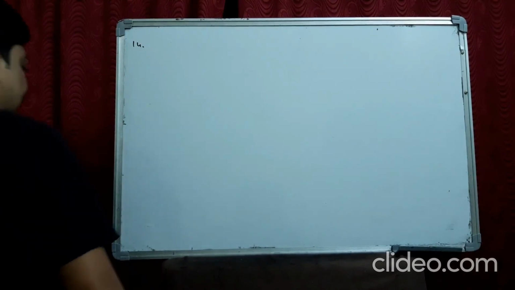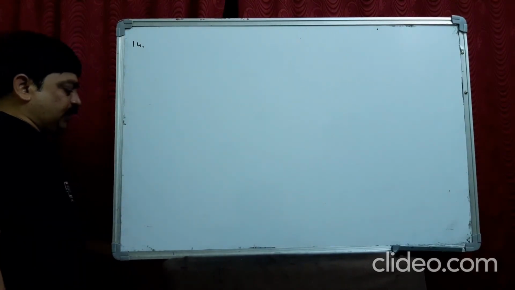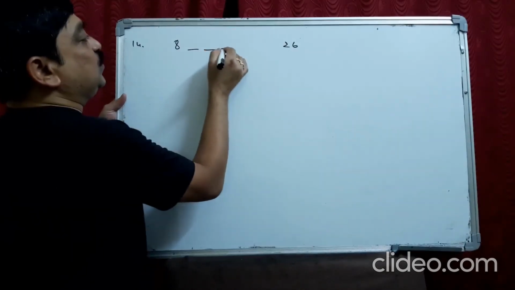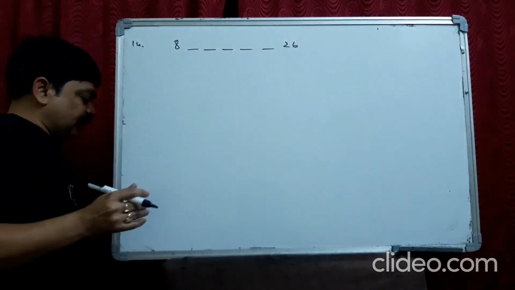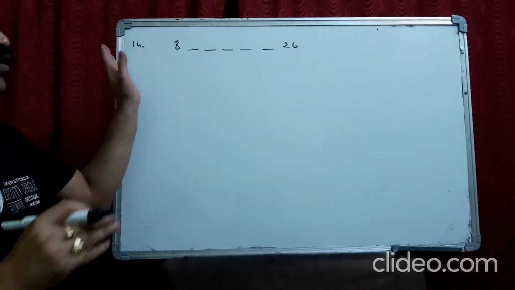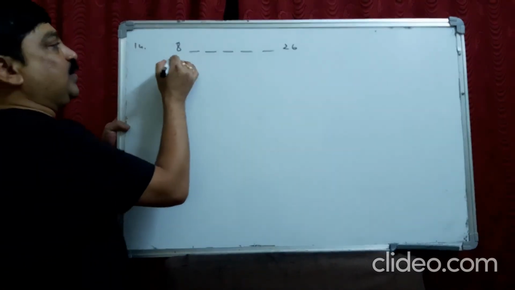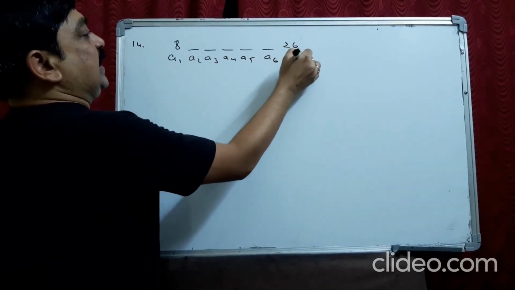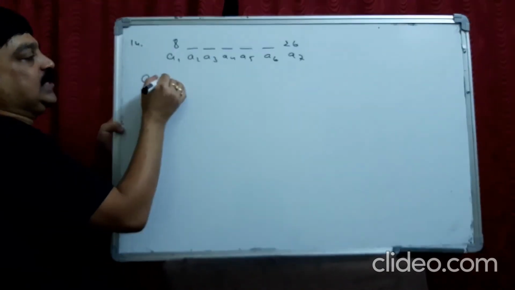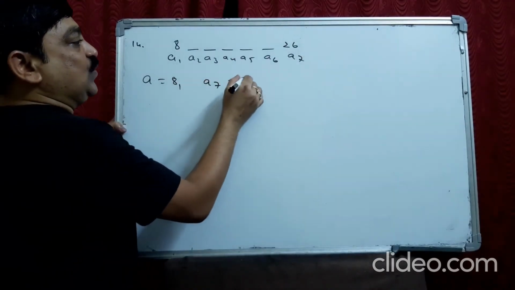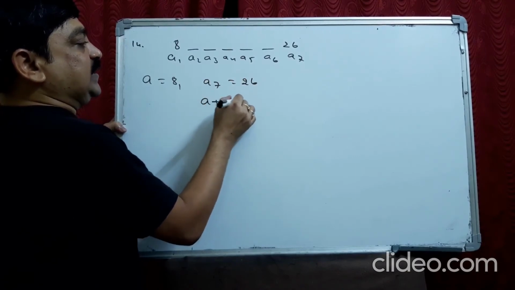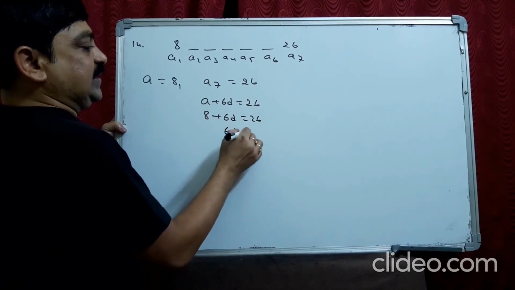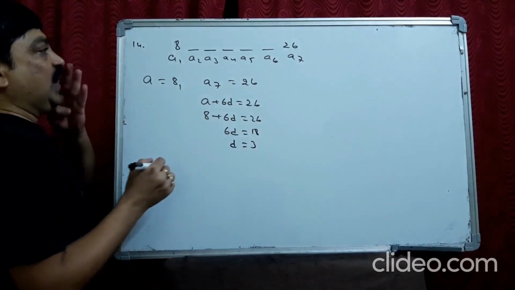See the 14th question. They have told us to insert 5 numbers between 8 and 26. Between 8 and 26, they ask us to insert 1, 2, 3, 4, 5, 5 numbers, and the resulting sequence is in AP. That means the whole thing is in AP. That means what are available? A1, A2, A3, A4, A5, A6 and A7 are available. That means a is equal to 8, A7 is 26. That means a plus 6d is 26. 8 plus 6d is 26. 6d is 18. d is 3.